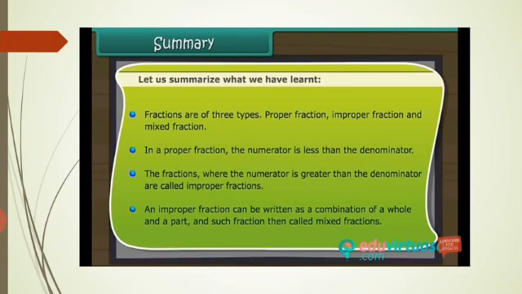In a proper fraction, the numerator is less. Very good. The fraction where the numerator is greater than the denominator is called an improper fraction. That is what they have given in this summary. An improper fraction can be written as a combination of a whole and a part, and such a fraction is called a mixed fraction. Very good. These are all the three types. These are the most important points that you need to revise in this video.